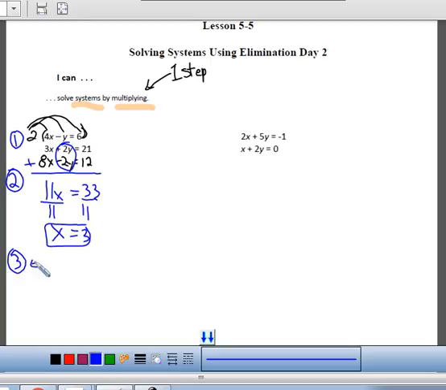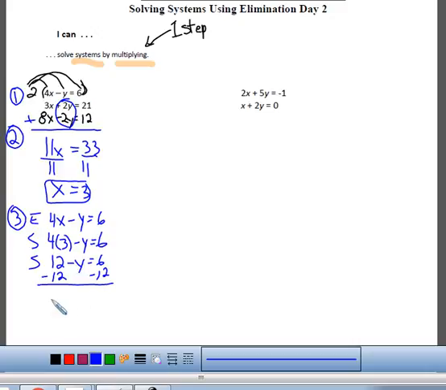So I'm going to use my ESS strategy. I have 4x minus y equals 6. I'm going to plug in 3 for x. And that gives me 12 minus y equals 6. Now be careful here. I'm going to subtract 12 from both sides. That does not leave me y. That leaves me negative y. So negative y equals, and 6 minus 12 is negative 6. So either multiply or divide both sides by negative 1, and you get y is equal to 6.